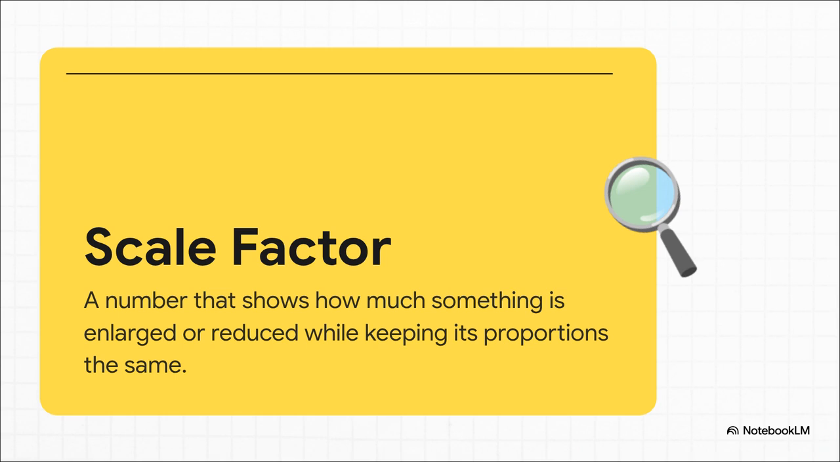So what is it? It's basically just a number that tells you how much bigger or smaller to make something, but, and this is the key part, while keeping its proportions exactly the same. It's kind of like the secret sauce that makes sure everything still looks right, just at a new size.